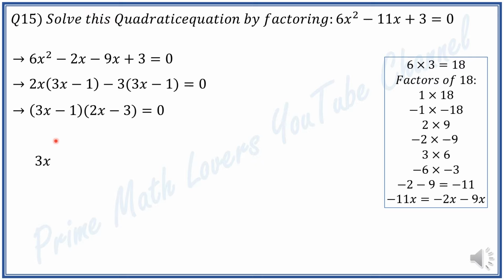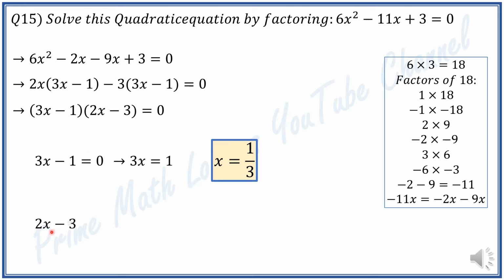When we have two terms multiplied together equal to 0, we can set each term equal to 0. So 3x minus 1 equal to 0. We take minus 1 to the other side, and we get 3x is equal to 1. And we divide both sides by 3, and x will be equal to 1 over 3. Also, we need to set 2x minus 3 equal to 0. Then 2x is equal to 3. And if we divide both sides by 2, we get x is equal to 3 over 2.